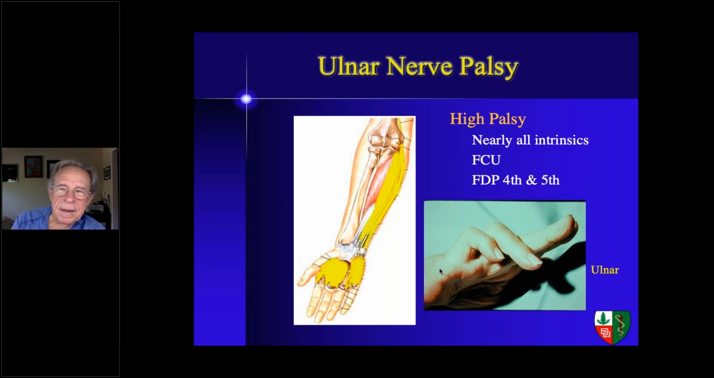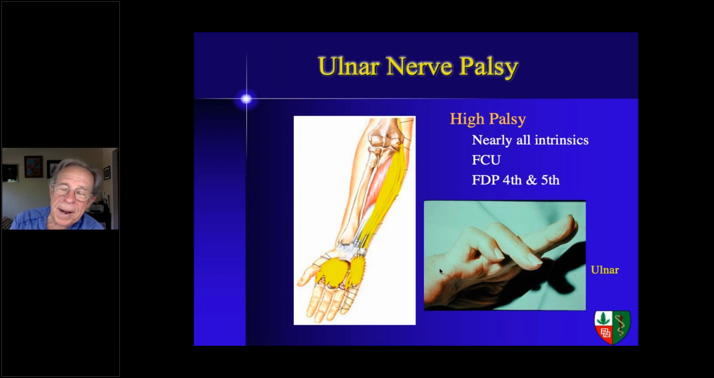For a high palsy, the loss is nearly all the intrinsic muscles in the hand, the FCU and the FDP to the ring and small finger, resulting in this claw deformity. We mentioned earlier trying to distinguish high and low palsies. And this can be difficult, but in general, a high ulnar nerve palsy, at least initially, won't claw very much because the profundus tendons to the ring and little finger are paralyzed. So you don't have tone on these, and so you don't have that exaggerated posture.